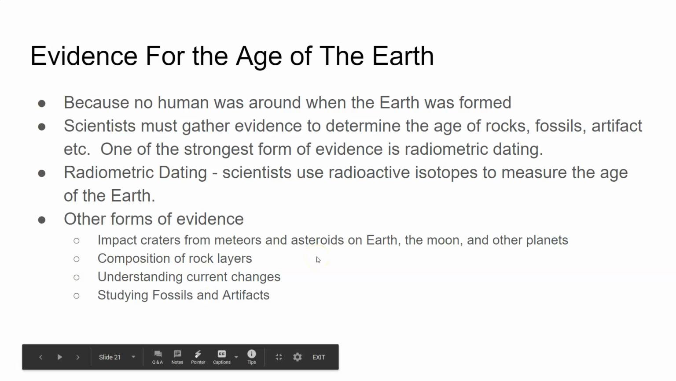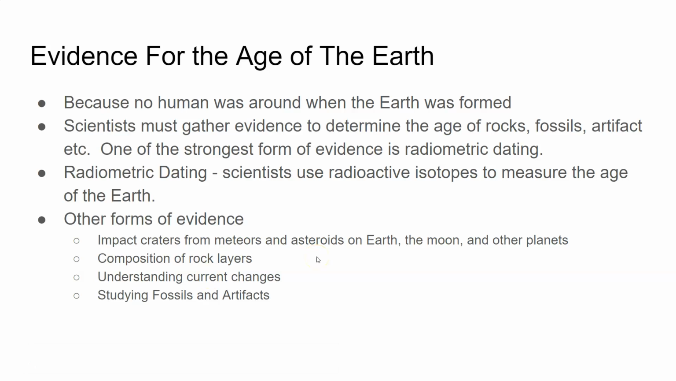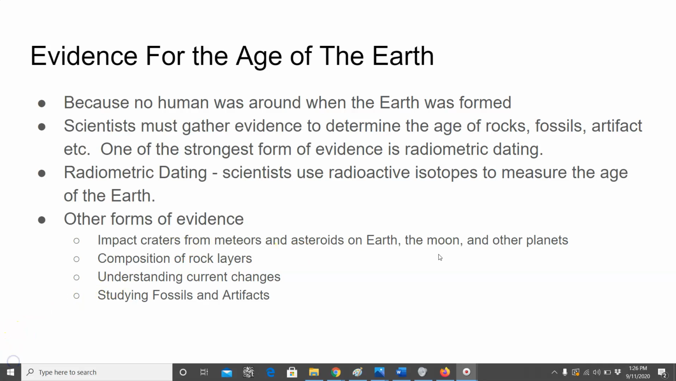All right, so main summary. Because no humans were around when the Earth was formed, scientists must gather evidence to determine the age of the rocks, fossils, and artifacts. One of the strongest forms of evidence is radiometric dating. Radiometric dating is where scientists use radioactive isotopes to measure the age of the Earth. Now remember, other forms of evidence include impact craters, composition of rock layers, understanding current changes, and studying fossils and artifacts. Okay, so that is it for this video on radiometric dating and evidence for the Earth.